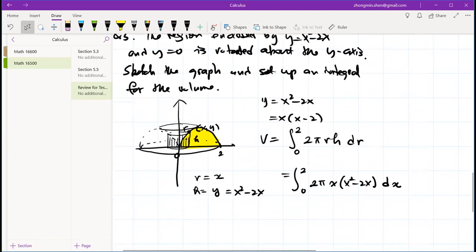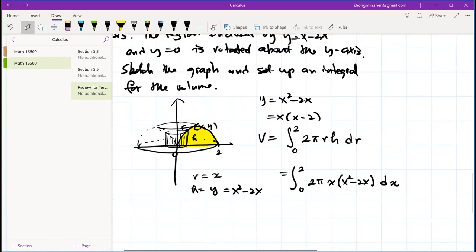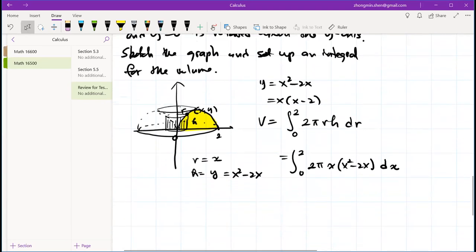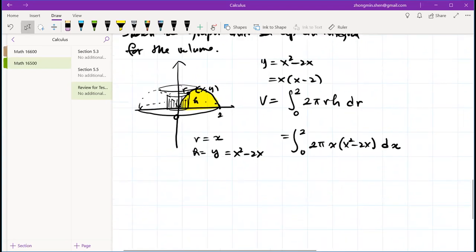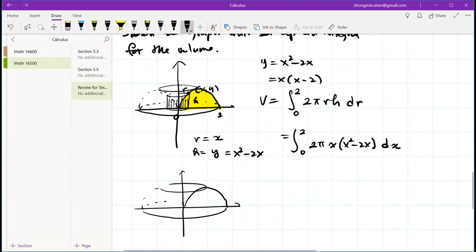Now, if you use the y variable, it's impossible. I think you cannot solve for x, because x is not uniquely determined by the y variable. But if you want to use the disks to set up an integral, it's possible, but you have to find the two radii. So let's try it. We just set up the integral, so it doesn't matter how complicated it is. You don't need to evaluate it.